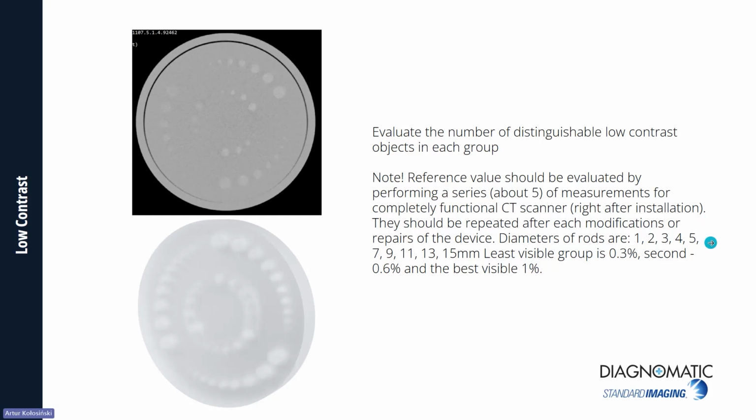And after the installation, this kind of baseline should also be redone after modifications or repairs of the devices. The diameters of the rods are from 1 to 15: 1, 3, 5, 7, 9, 11, 13, and 15. So the last visible group is 0.3% compared to the background, 0.6% is the middle one, and the most visible is 1% compared to the background.